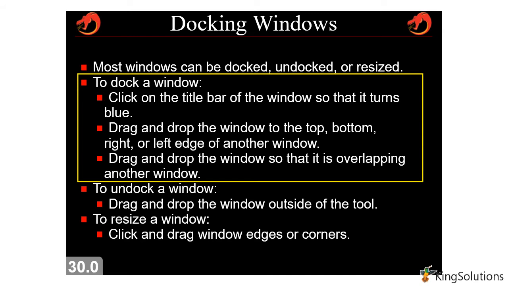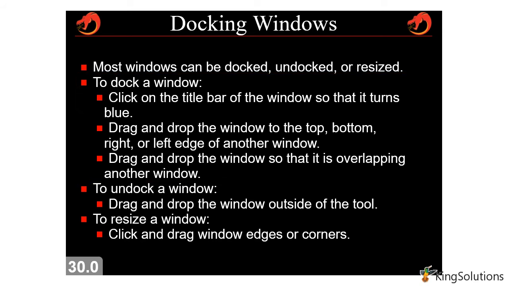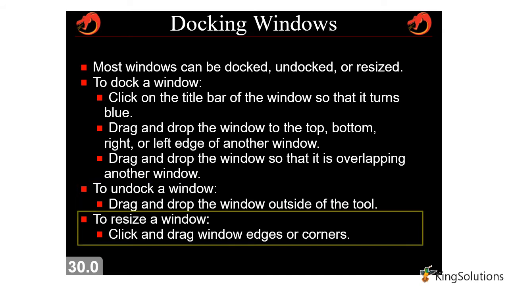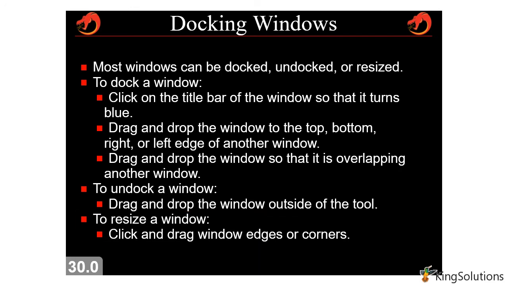To create tabbed windows, drag the window so that it is overlapping another window. When you see overlapping boxes, drop the window and it will be tabbed on top of the other window. You will see a circle with a slash if you cannot drop the window. Clicking on the tabs below the window will determine which window is visible. To undock a window, simply drag and drop the window outside of the tool. To resize a window, click and drag the window edges or corners.